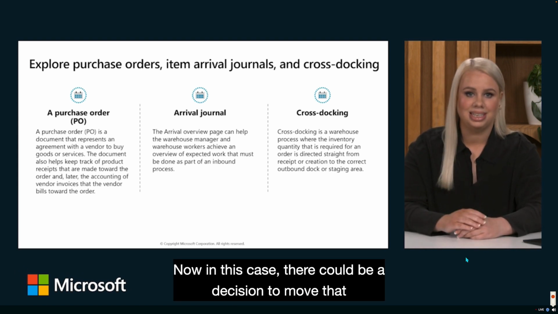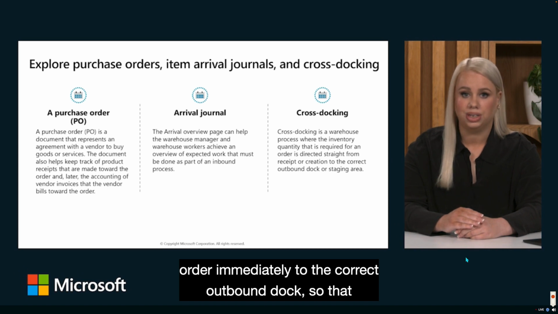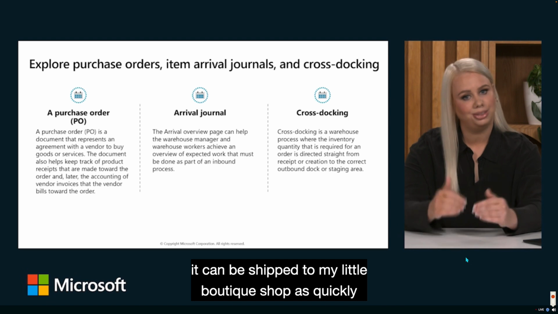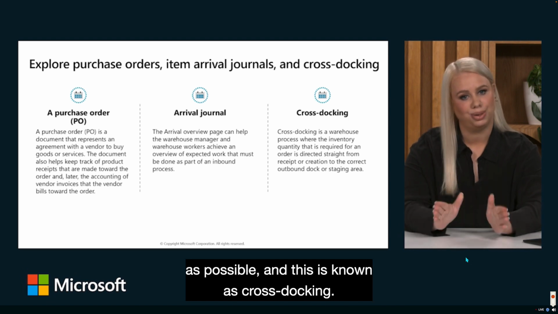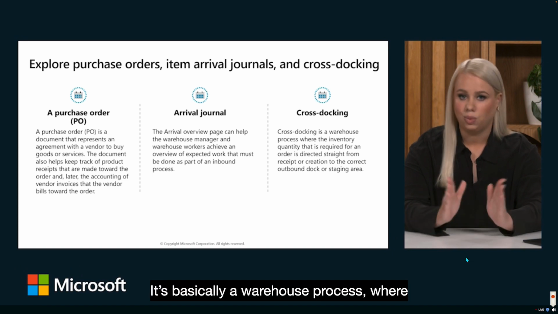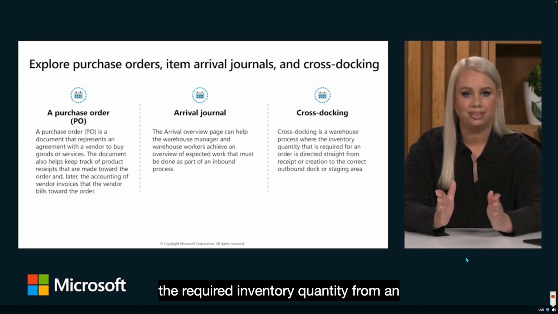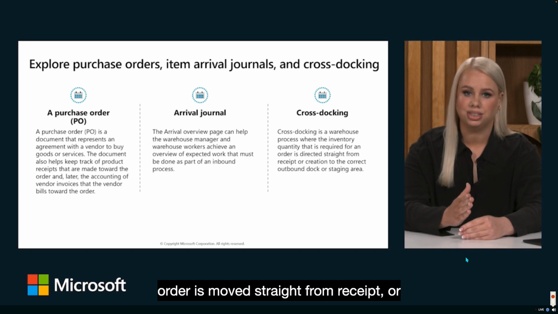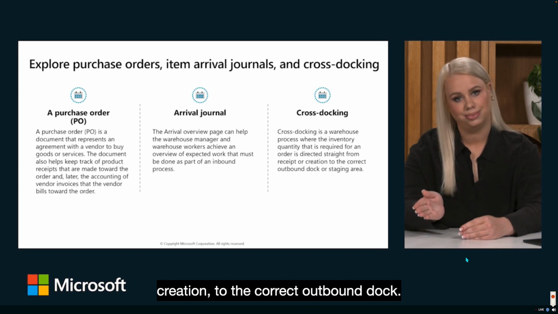Now in this case, there could be a decision to move that order immediately to the correct outbound dock so that it can be shipped to my little boutique shop as quickly as possible. And this is known as cross-docking. It's basically a warehouse process where the required inventory quantity from an order is moved straight from receipt or creation to the correct outbound dock.